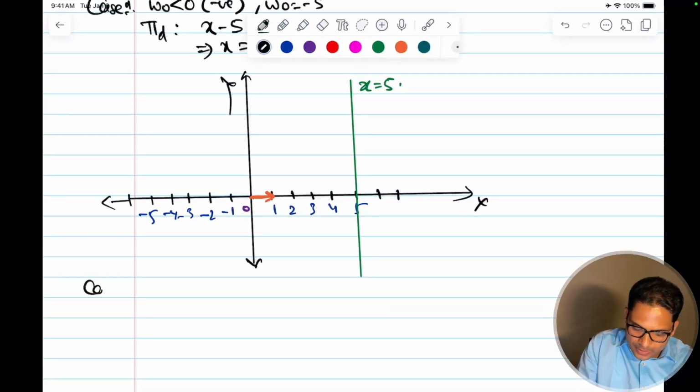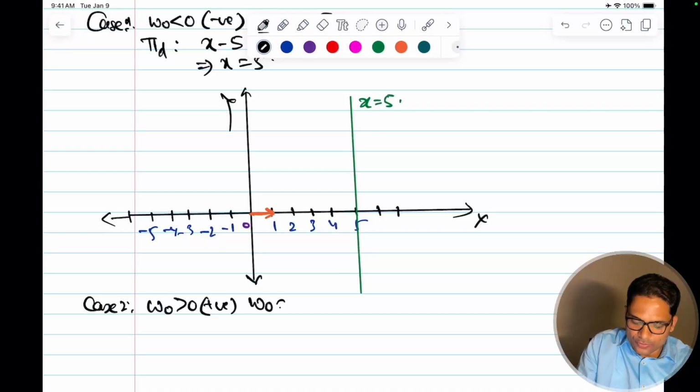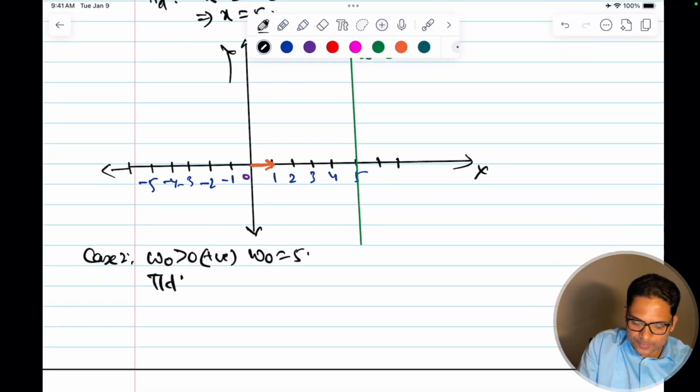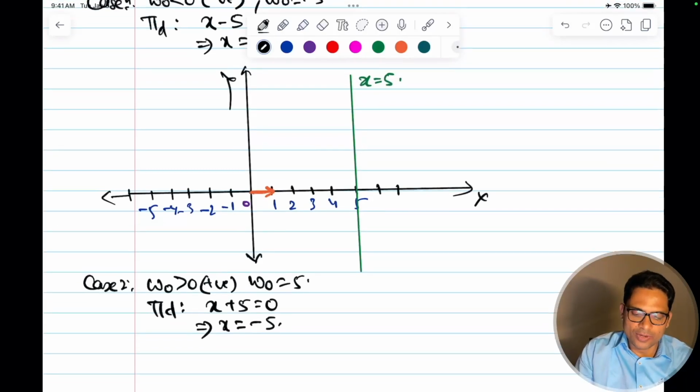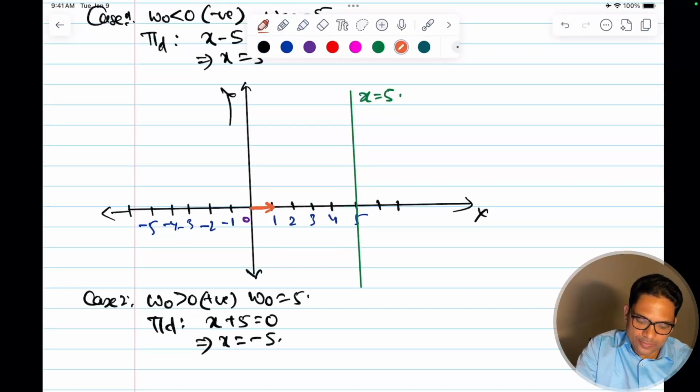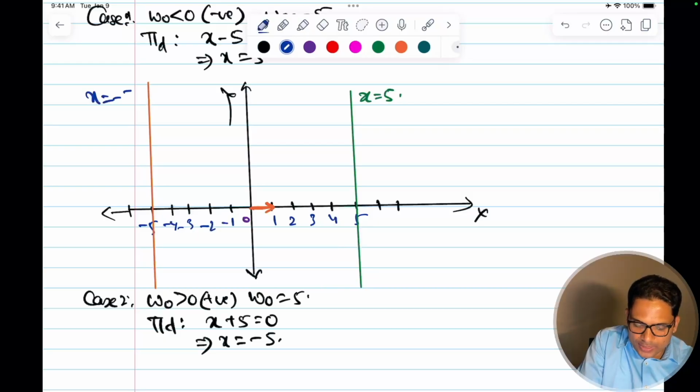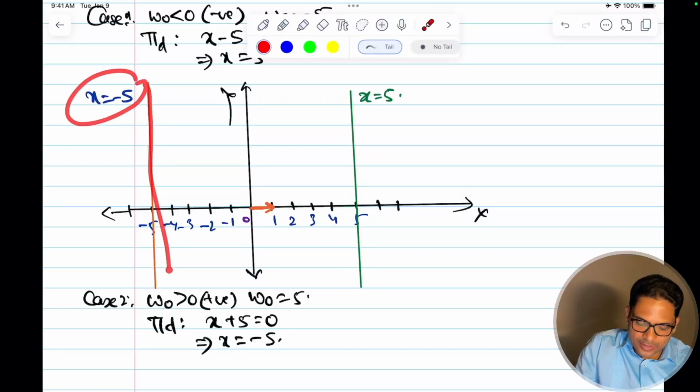Say for example, case 2 when w naught is greater than 0, that is positive. This implies, say for example, my w naught is equal to 5. Then what will be my equation? Pi d, or the line's equation, same thing. That will be x plus 5 equal to 0. This implies x equal to -5. Where will that line pass from? Here. So this is your x is equal to -5. This is x equal to 5. This is your x equal to -5 line here, this line.